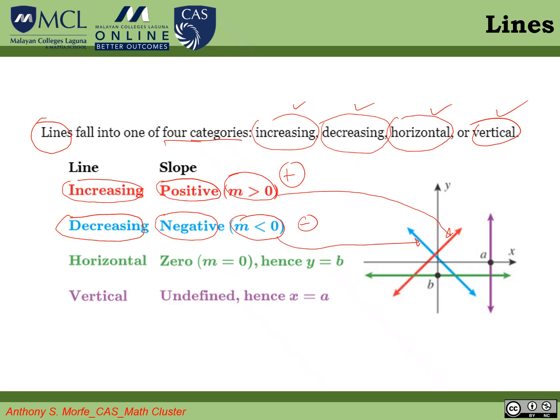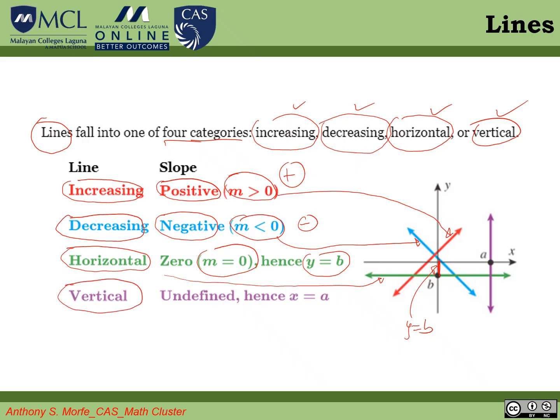Then we have a horizontal line. When the line is horizontal, we expect that the slope is equal to 0, and y is equal to b. Okay, so this is our b, our y equal to b. And this is represented by this horizontal line, the green one. And if a line is vertical, we can say that the slope is undefined. Hence x is equal to a. So what does it mean?